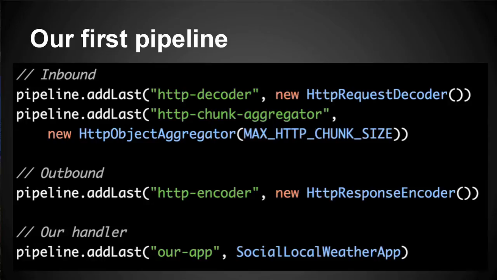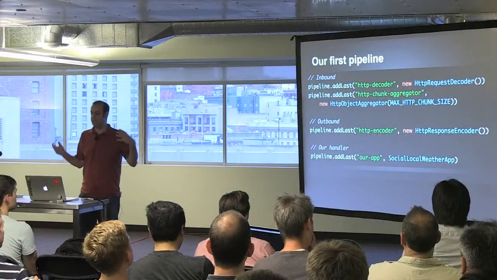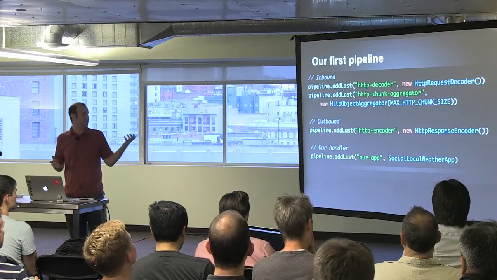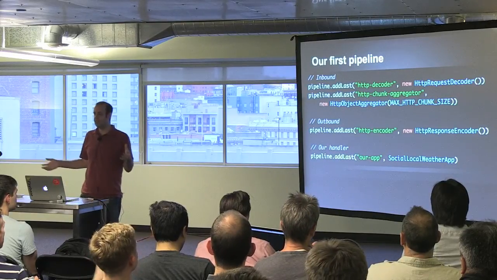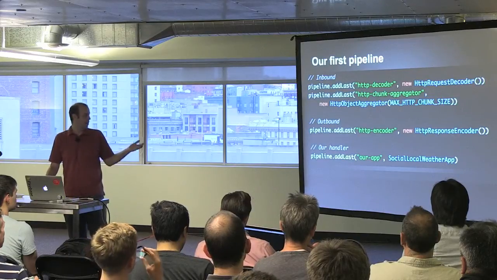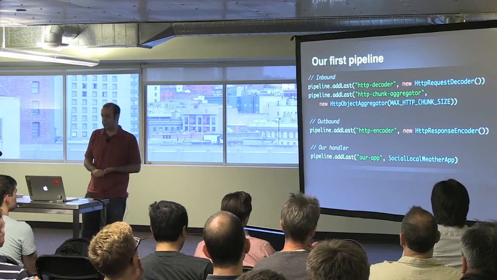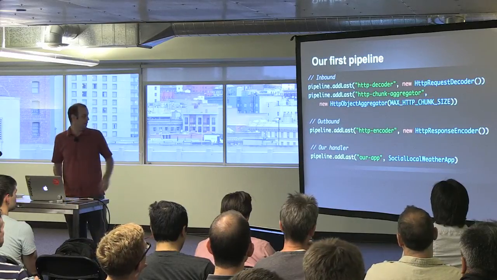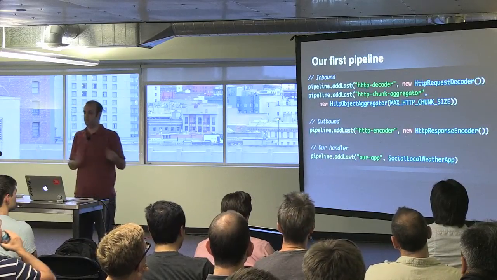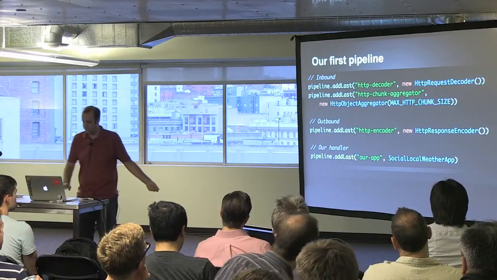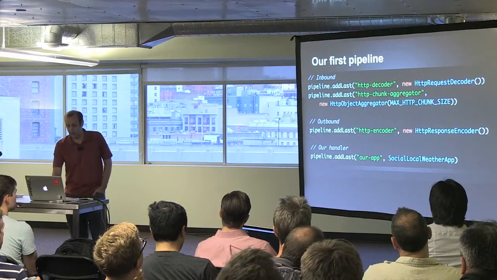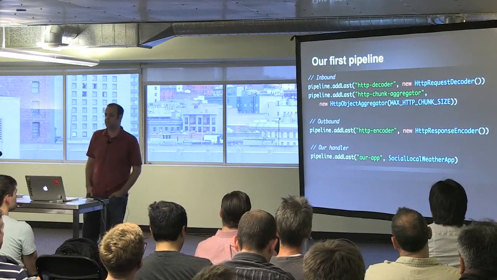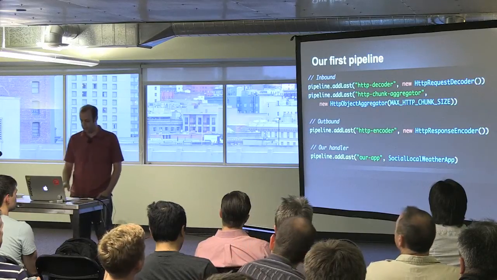So we've got a couple of groups here. On the inbound side, we're saying, OK, this thing is going to take bytes and turn it into an HTTP message or a piece of one. Then we're going to aggregate them until we get a full HTTP message to deal with. On the outbound side, our application is going to produce an HTTP response. And that handler is going to say, OK, I have an HTTP response, I'm going to produce some bytes, and those are going to go out on the wire. Those are all standard handlers that ship with Netty. You don't have to use them, but they provide support for a lot of different protocols out of the box.